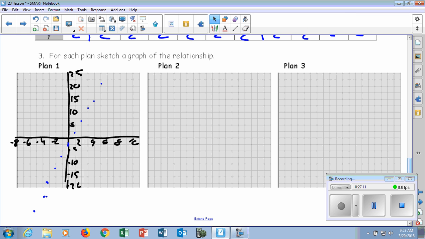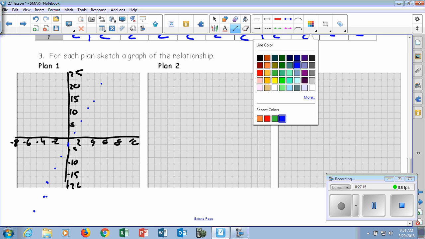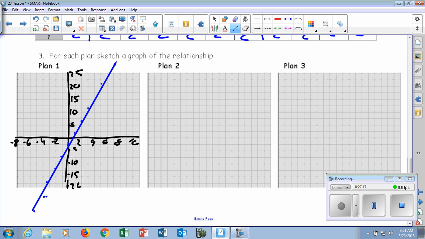Okay, so if I use all of my points that I just plotted, and let's see how straight I made this. It's almost there. About straight right there. That's my line. That's how I would create it on a graph now that I was given my table. So we're going to do the same thing for plan 2.